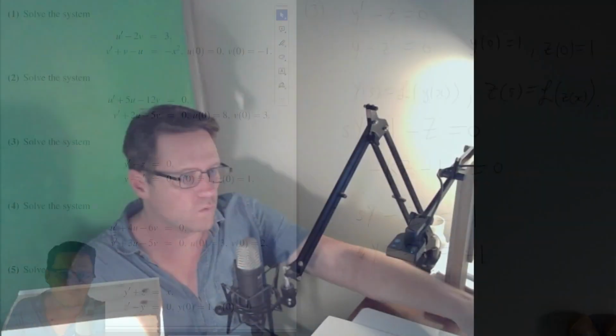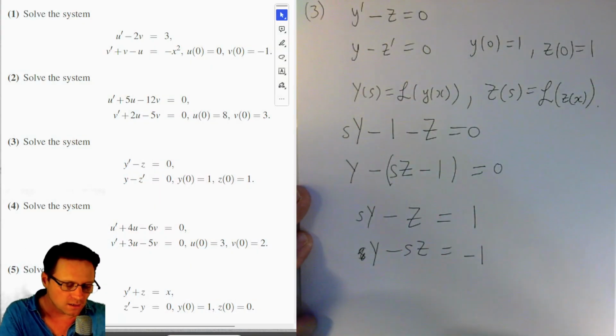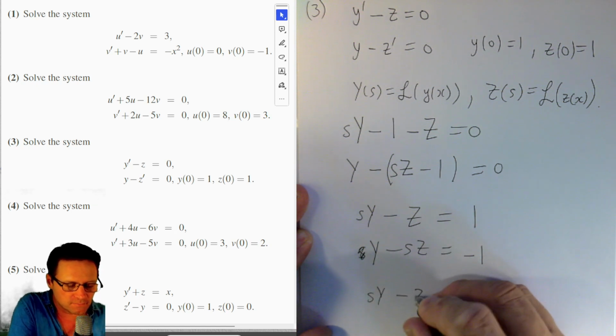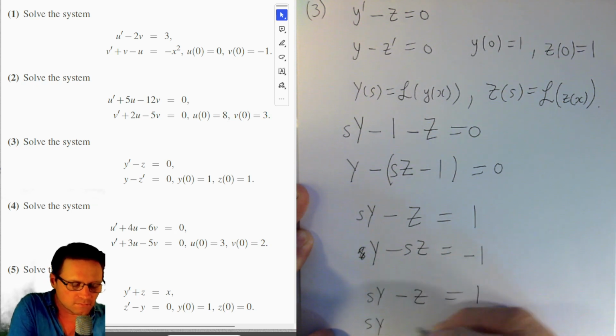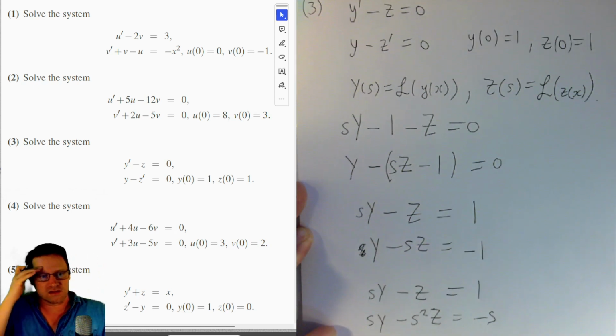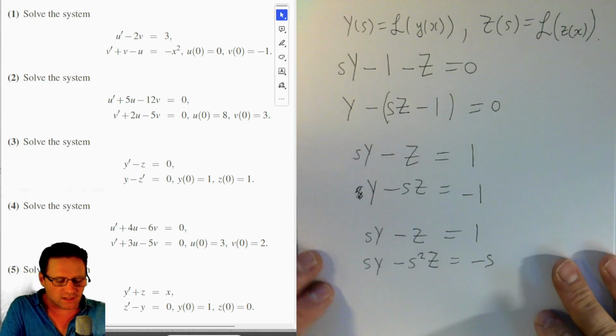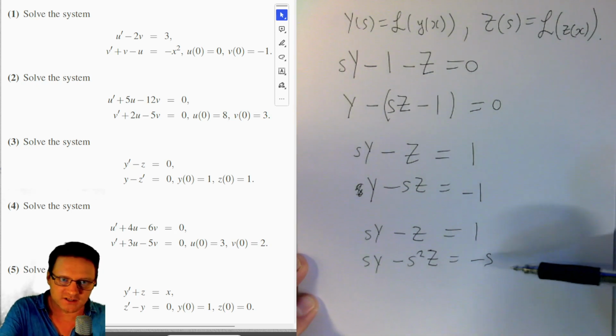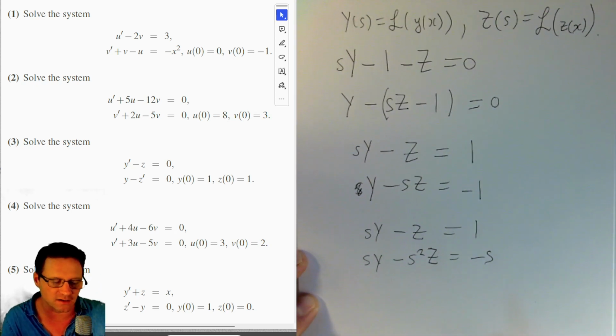Okay, so now we need to solve this system for y and for z. Now it looks like here I'll probably just multiply the second equation by s. So let's go ahead and multiply the second equation by s. So rewrite the first one. Okay, there we go. So continuing, we want to subtract one equation from another, so let's take first equation minus second equation, so we get rid of some minus signs there.